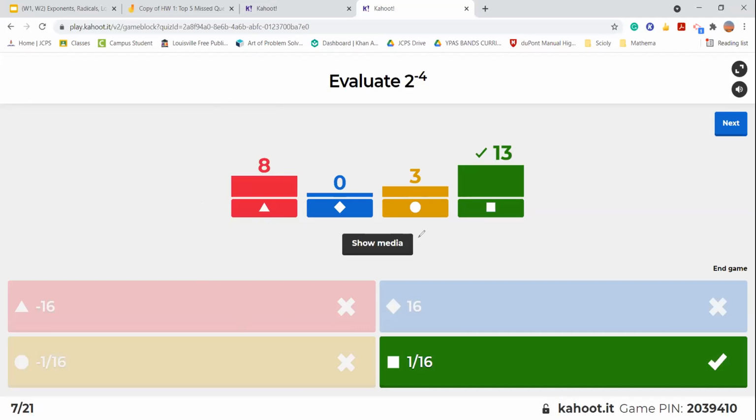Okay, so this one, actually, a lot of people said -16, but remember, when there's a negative exponent, it doesn't mean that the number becomes negative. It means you find the reciprocal of it. So I write 1 as my numerator, then I write my number without the negative sign. So 2^-4 is 1/2^4, which is 1/16.